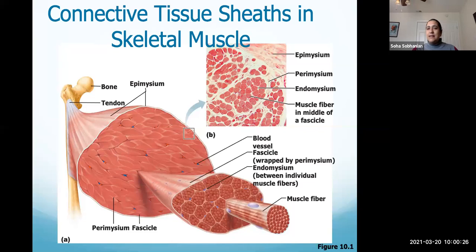And guys, there are at least a couple of questions on this in terms of the anatomy of the muscles, the connective tissue, and the vocabulary. Make sure you feel comfortable with the relationship between the vocabulary and the connective tissue for your exam.